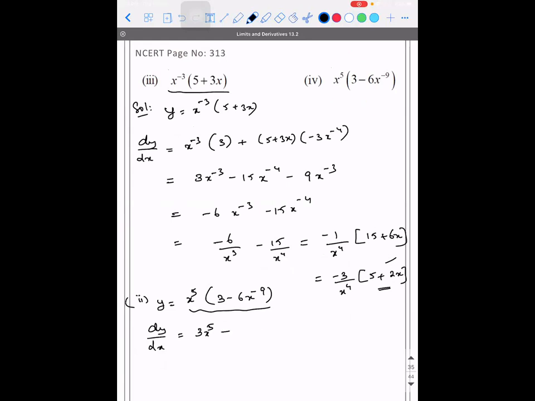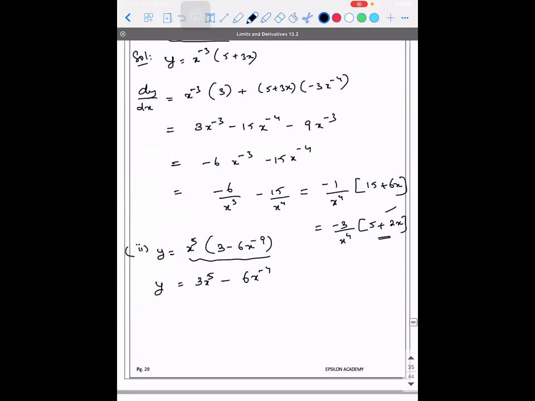Just multiply x power 5 inside and first make it a simpler function. No? 3x power 5 minus 6x power minus 4. Now you differentiate, it will be easy for you. That's the answer. So 15x power 4 minus 24 by x power 5.